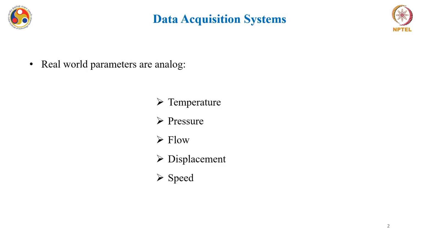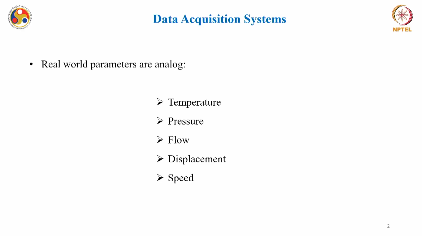We have seen that real world parameters are mostly analog. We acquire them using different sensors and transducers. For example, if I want to measure the temperature of the ambient, it is typically analog in nature and changes continuously over an hour or a day. Similarly, if I am trying to measure pressure, that is also an analog signal. Similarly, you measure flow, displacement or speed.